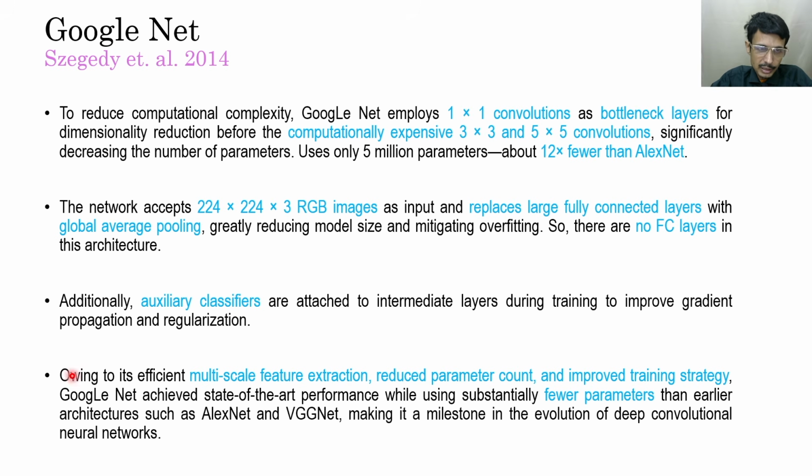So with all this, the key innovations owing to its efficient multi-scale feature extraction, reduced parameter count, and improved training strategy, GoogleNet achieved state-of-the-art performance while using substantially fewer parameters than earlier deep models, such as AlexNet, VGGNet, etc. And thus it is a milestone paper in the evolution of deep convolutional networks. So this is a kind of introduction.